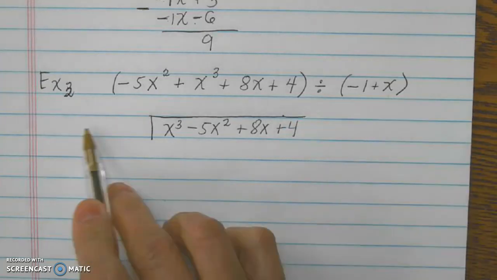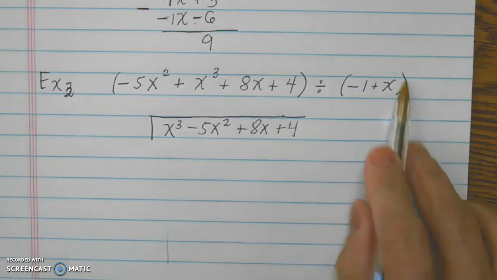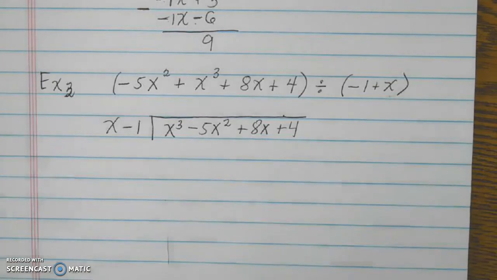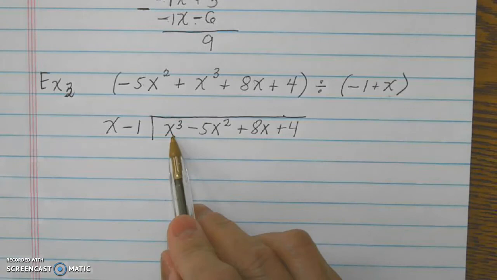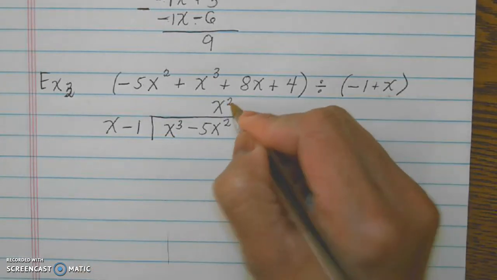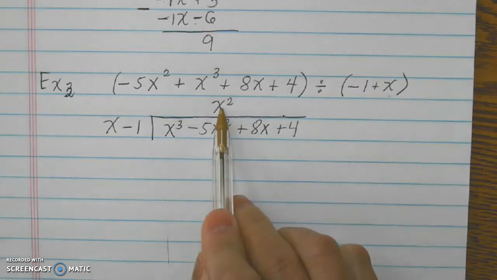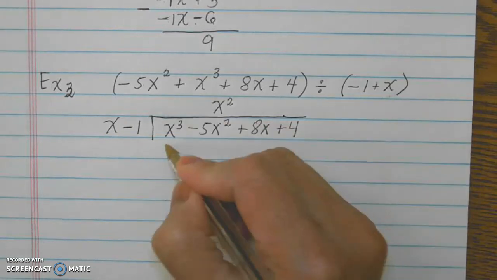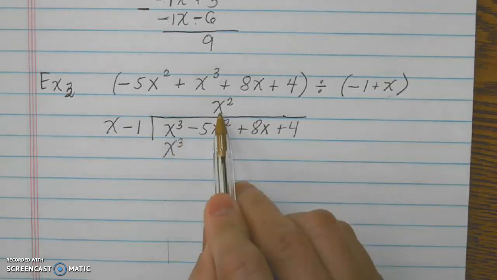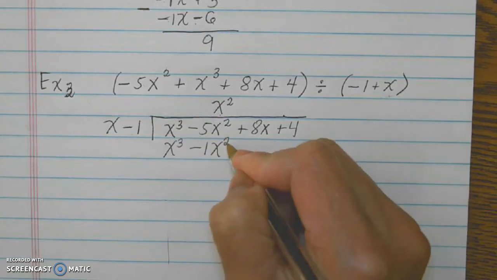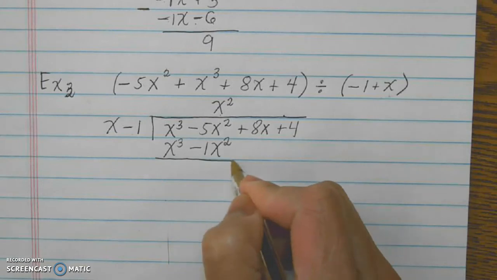The divisor stays on the same spot, but we need to tweak it again. It's going to be x minus 1. It's the same. So we may now begin the dividing process. x to the third divided by x is x squared. x squared times x to the first power is x to the third. x squared times negative 1 is negative 1x squared. And then we're going to subtract.